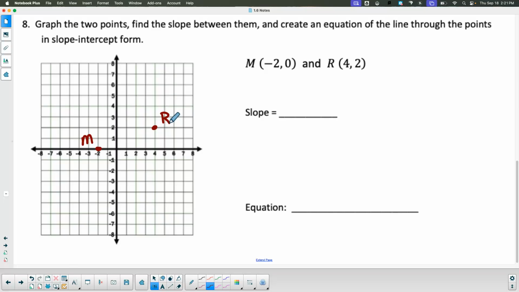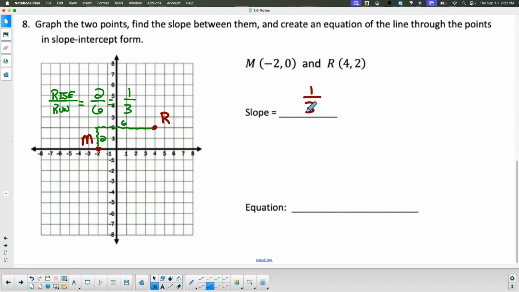One way to find the slope between those 2 points. Anybody? Rise over run. So I can go up 2 from my left point, right 6 from that one. So my rise over my run would be 2 over 6, which would reduce down to 1/3.